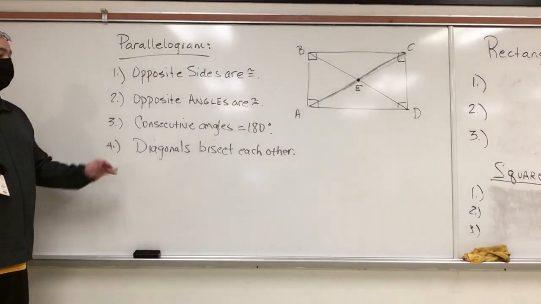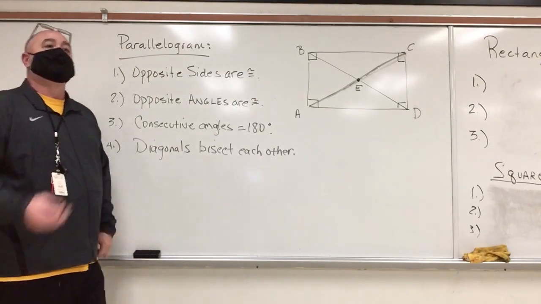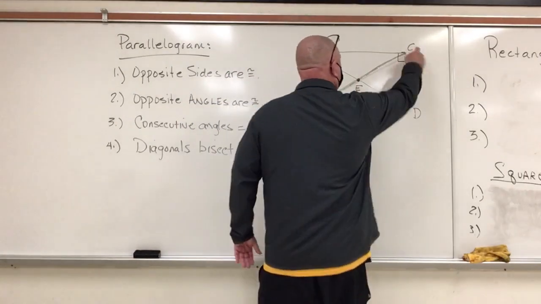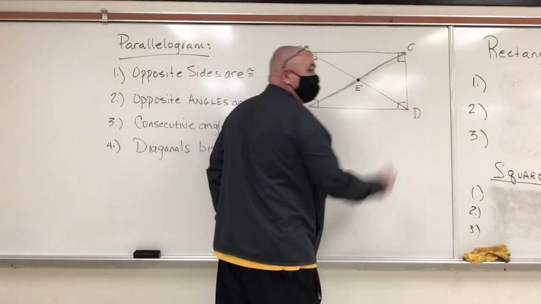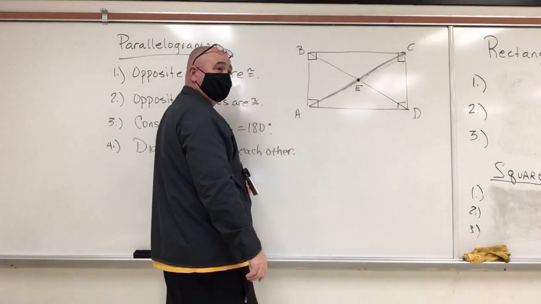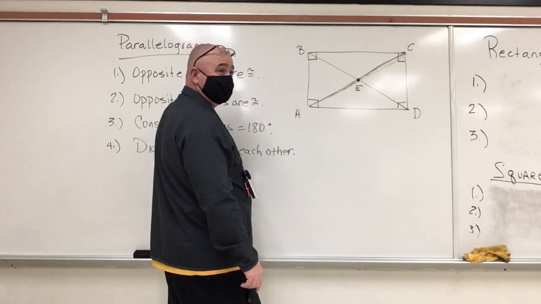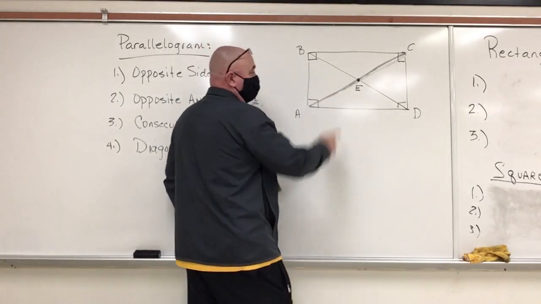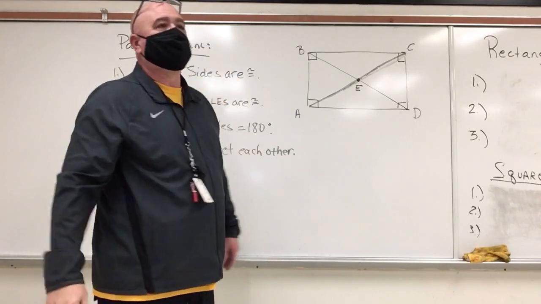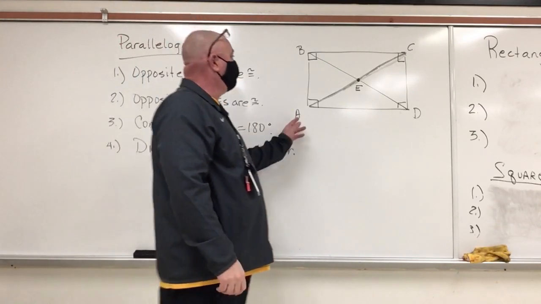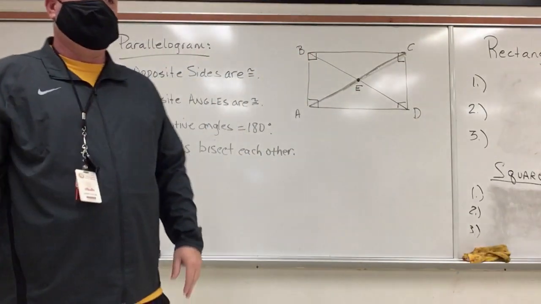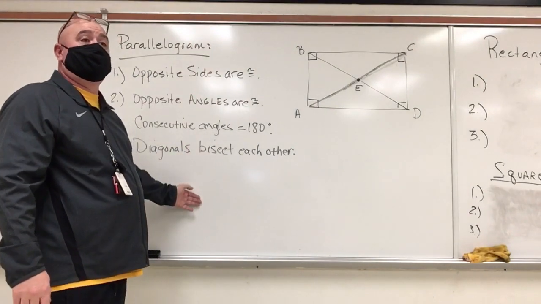Number 4, the diagonals bisect each other. When I bisect something, I mean cut in half. So this diagonal here, AC, cuts BD in half. And BD cuts AC in half. So what happens when that takes place? Well, BE and ED now are the same. They are congruent to each other. Okay? AE and EC are now the same. Okay? Those are the characteristics of a parallelogram.